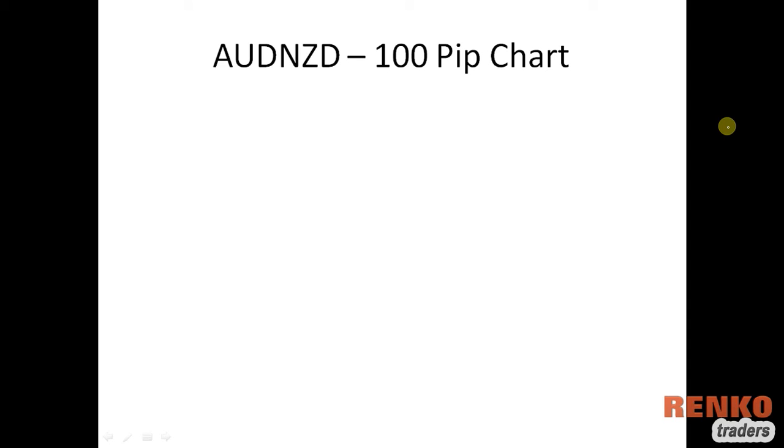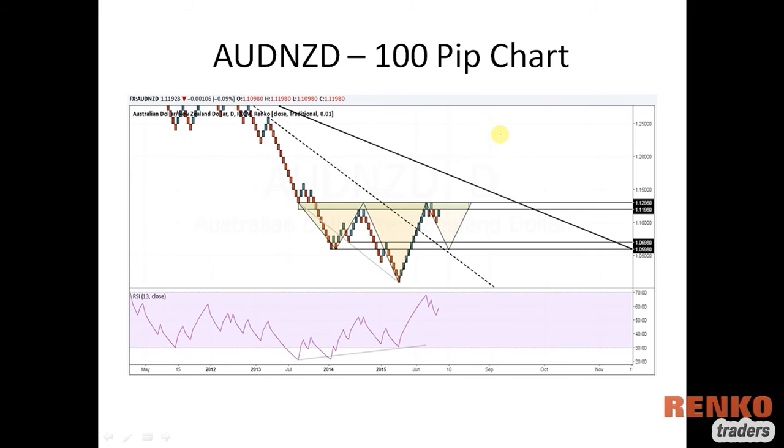Now let's take a look at the 100 pip chart for the Aussie Kiwi. And here, as you can see, we have a nice inverted head and shoulders pattern being formed currently. Now, first things first, we have the bullish divergence here, as price makes a lower low and the RSI makes a higher low, which resulted in a rally to the level of resistance, which sits near 1.1298 and 1.1198.